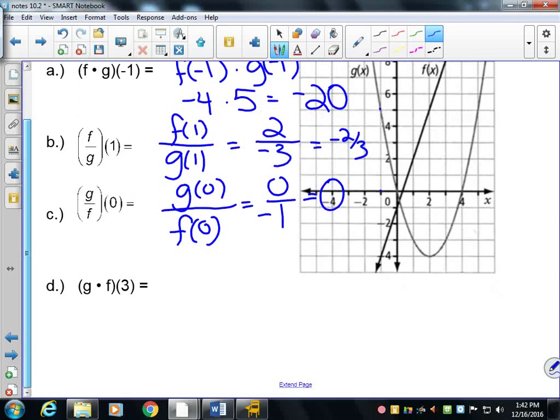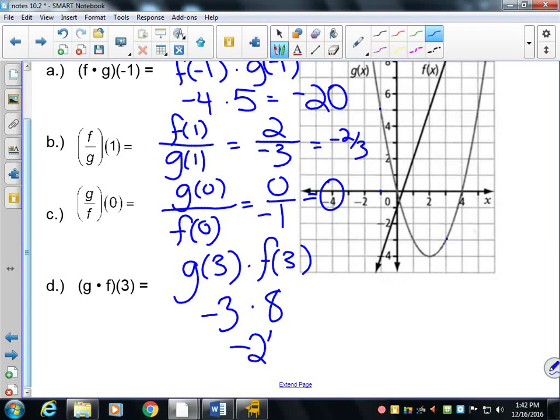Now, this last one here says g times f of 3. How do we write that? G of 3 times f of 3. What's g of 3? Negative 3. F of 3? Oh, good, you can see it, I count. 8. Negative 3 times 8 is negative 24. Okay? This is the same thing we do with the plus or minus graphs, right? It's just you multiply or divide this time.